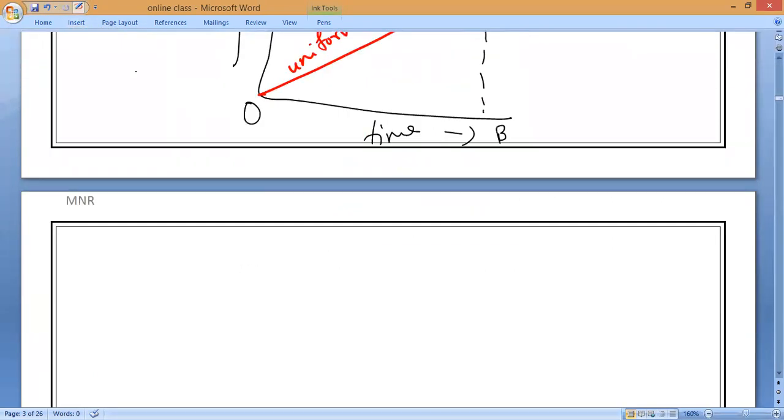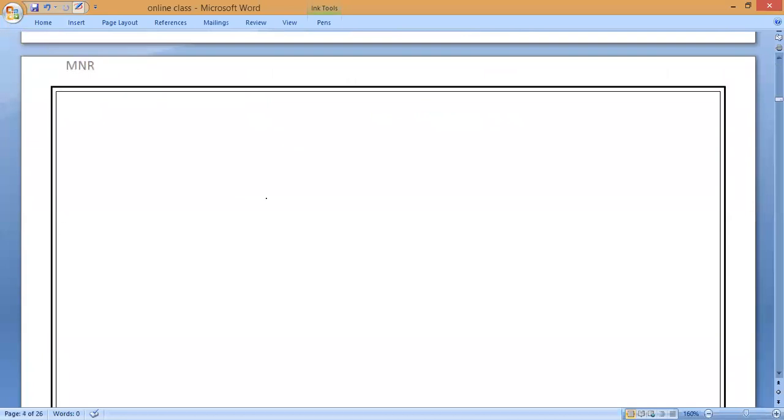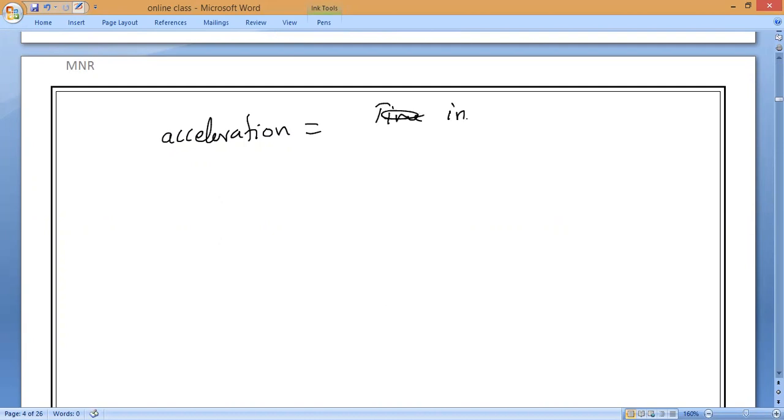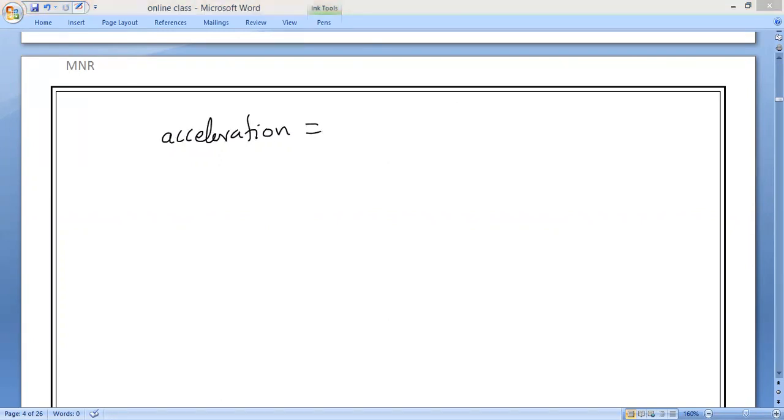So if you draw the graph, then you tell me, what do I have to do, guys? The acceleration formula. What do you mean by acceleration formula? Change in velocity divided by time taken. Change in speed divided by what? Time taken. Acceleration definition, everybody already knows, right? Change in speed or velocity divided by time taken.